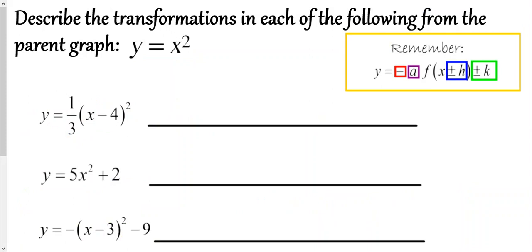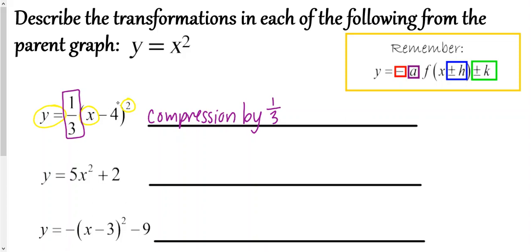Okay, we got 3 more here. So again, I'm going to circle my parent graph in yellow. So I've got my y equals x squared. And then I want to talk about what has happened after that. So I do have a number in front now. That's like the letter A. And the A was that stipulation where we had 2 things. It could be a stretch or a compression. In this case, it is considered a compression because the number in front is a fraction. So we would say compression by 1/3.